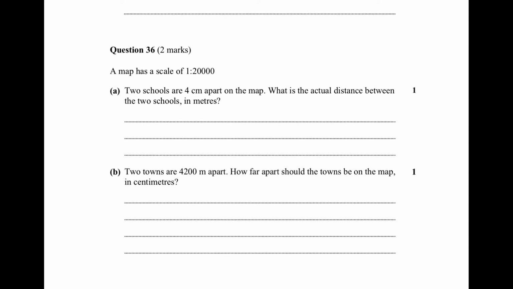Question 36. A map has a scale of 1 to 20,000. 2 schools are 4 centimeters apart on the map. What is the actual distance between the 2 schools? So if I have 1 to 20,000, if I'm 4 centimeters apart, I need to times it by 4. So that's 80,000. So 80,000 centimeters in meters is 800 meters.